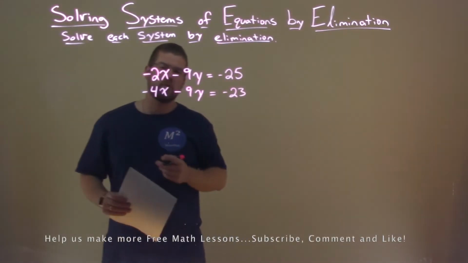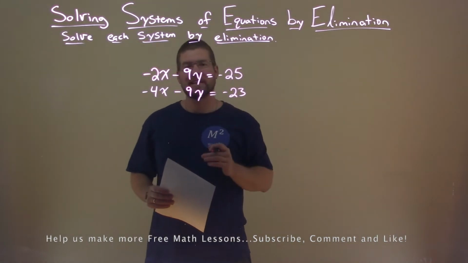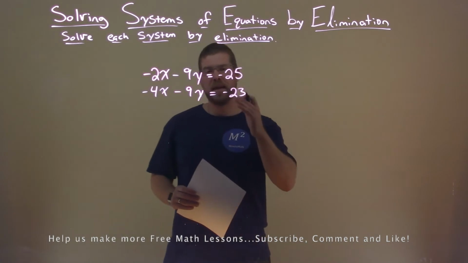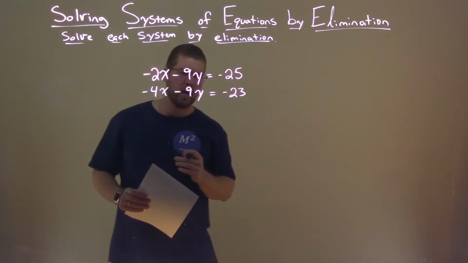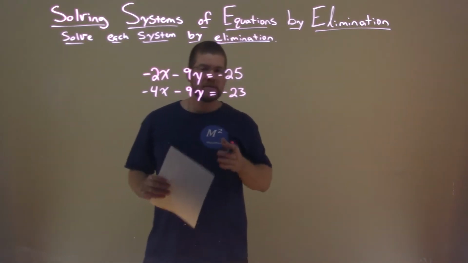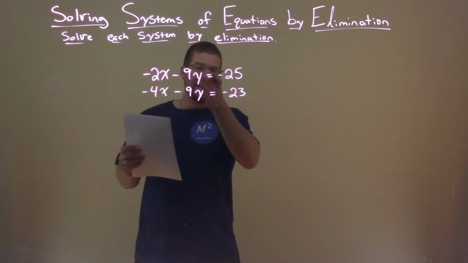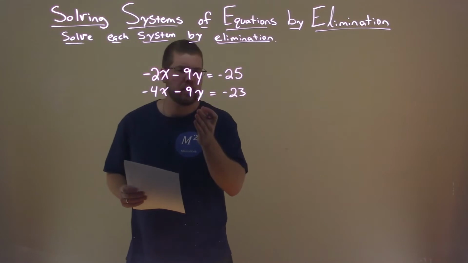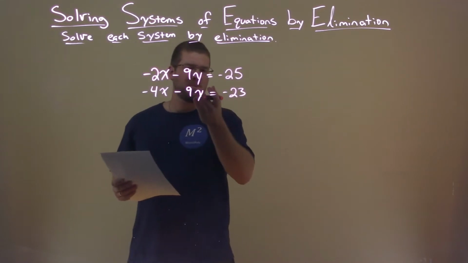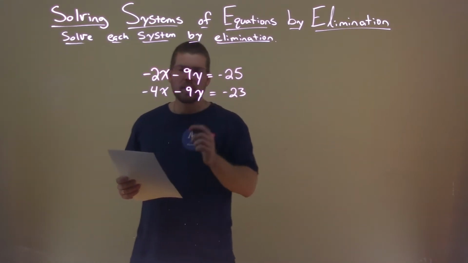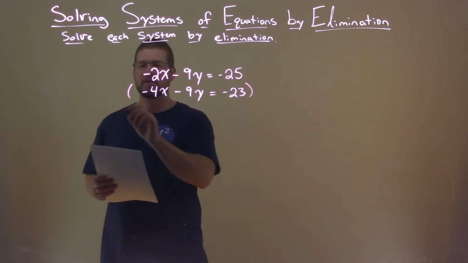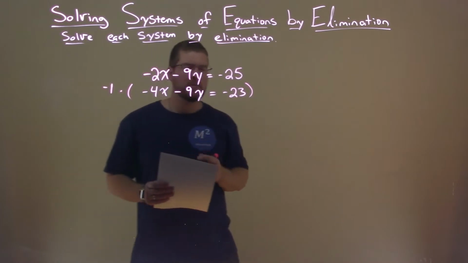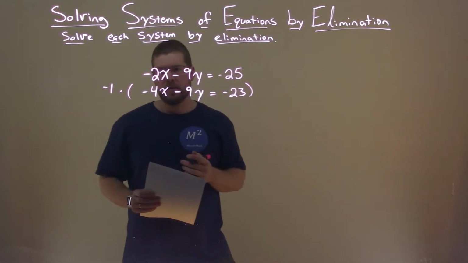We're given negative 2x minus 9y equals negative 25, and negative 4x minus 9y equals a negative 23. Normally I would just add these two equations and we're almost there. We would see 9s are a good choice here to eliminate. But if I add the two together, we won't eliminate the y value. So what I'm going to do is take the second equation and multiply it by a negative 1. Now you can subtract the two equations, that's fine. I like to do it this way.